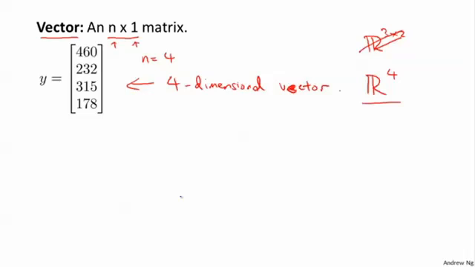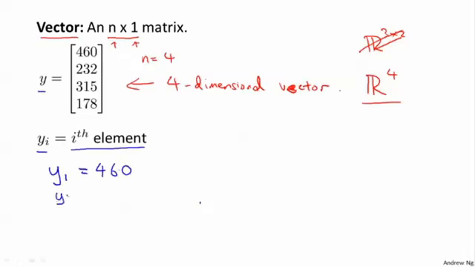Next, let's talk about how to refer to elements of the vector. We're going to use the notation y_i to refer to the ith element of the vector y. So if y is this vector, y subscript i is the ith element. So y1 is the first element, equal to 460. y2 is the second element, 232. y3 is equal to 315, and so on. And only y1 through y4 are defined because this is a 4-dimensional vector.